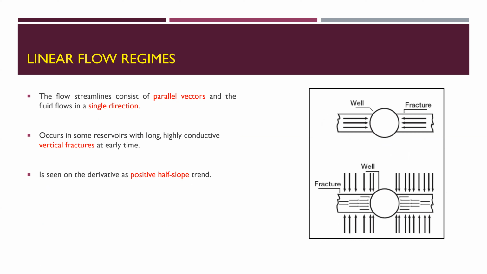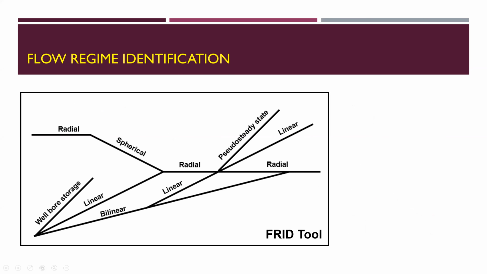The third one is the linear flow regime. In case of a fracture, the flow toward the wellbore will move like you see here in one direction, either from right to left or from left to right. Streamlines will be parallel to each other, and this flow regime represents a linear flow. So we can easily distinguish between the three of them on the derivative plot. This one will be shown as a positive half slope. Move one step.